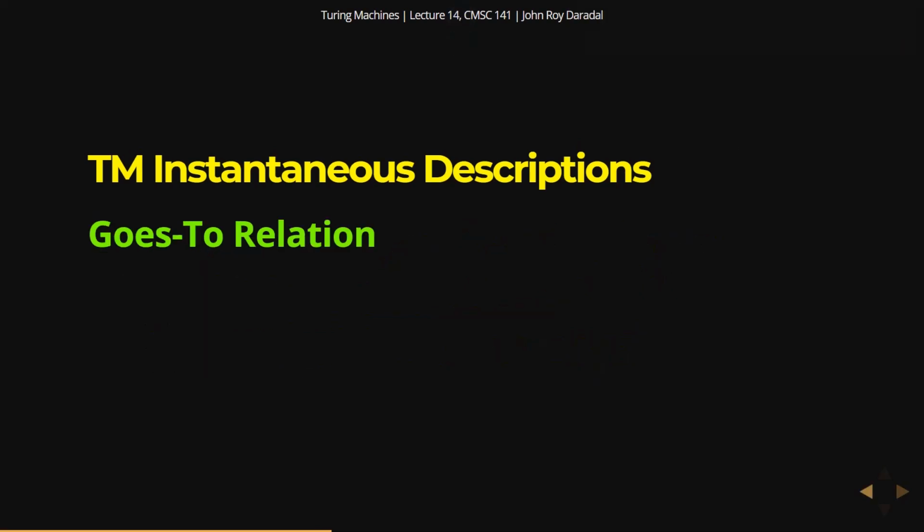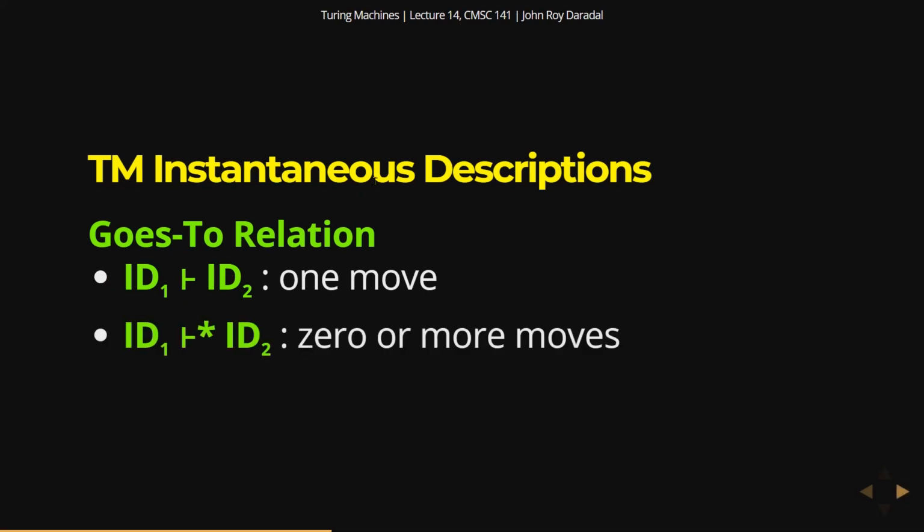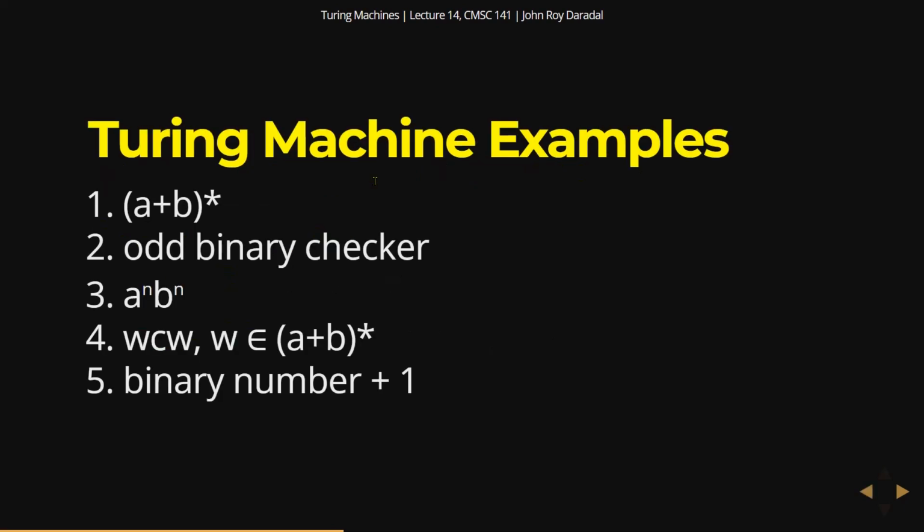Okay, it also follows the goes to relation. We have the turnstile symbol. So ID1 goes to ID2 in one move, and then goes to star if it's in 0 or more moves. Okay, so it's similar to the goes to relation in PDA. Okay, so let's now see some examples of Turing machines.